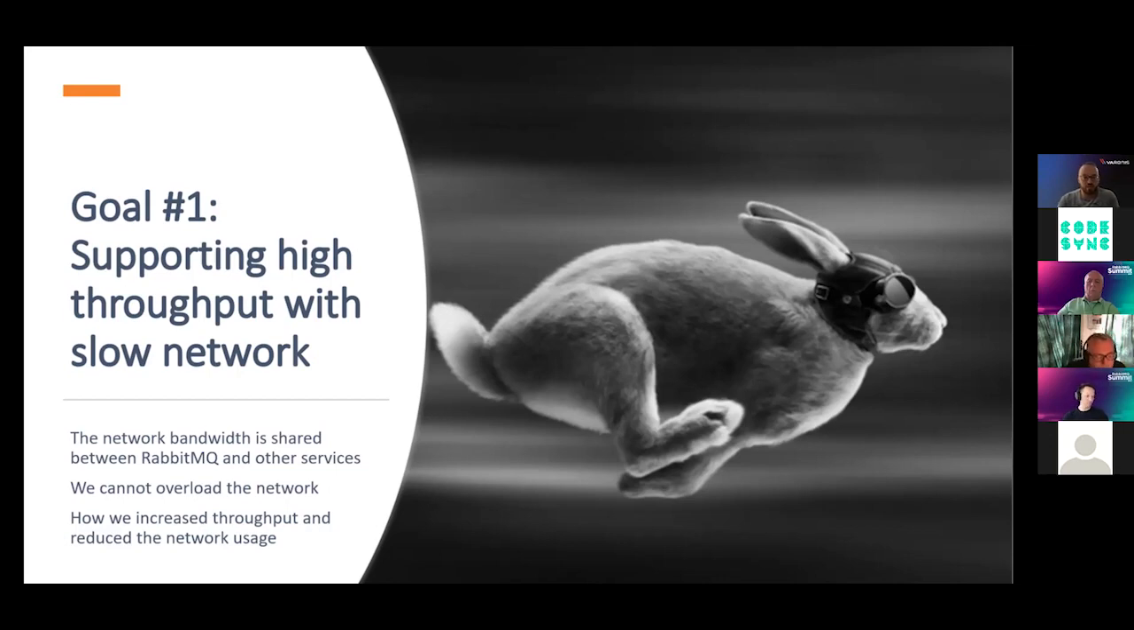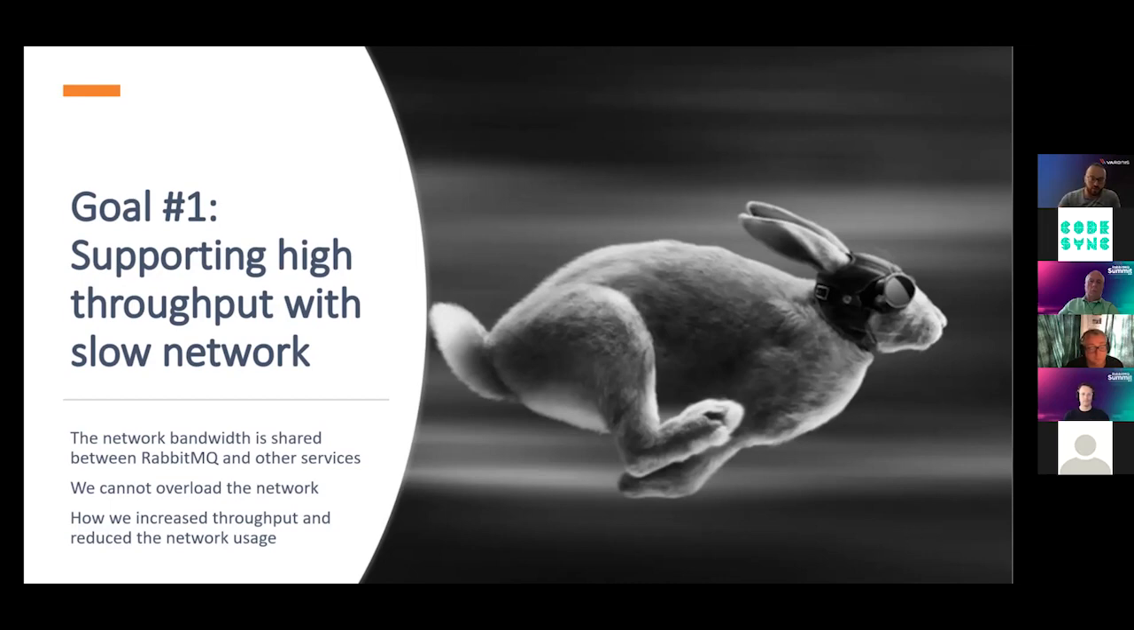The customer had more services that are using the network. And when we first tried to work with RabbitMQ and to send messages over the customer's network, we figured out that we overload the network, and RabbitMQ is just overloaded with messages. So we had to figure out how we can increase the throughput and decrease the overload on the network when we send messages between 2 instances of RabbitMQ.